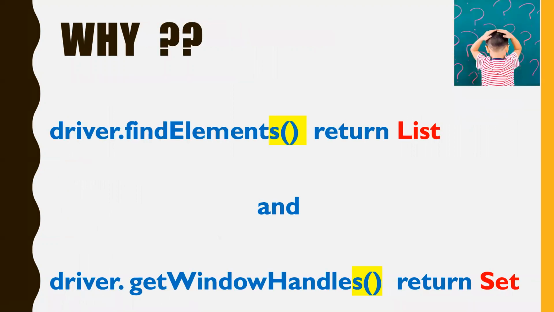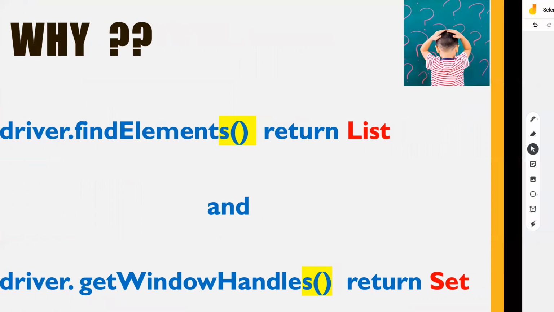So today's topic, like I said, we're gonna understand driver.findElements. First I'll talk about what exactly these methods are. We'll understand their meaning, and then we'll understand why findElements returns a list and getWindowHandles returns a set. Okay, so let's get started.